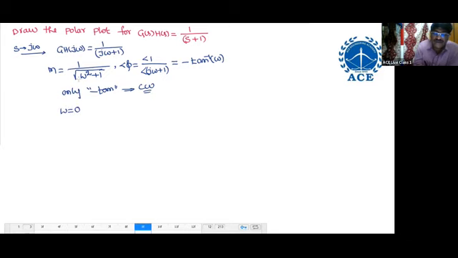Next, omega 0. What is the magnitude? Come on, substitute omega 0 here. Magnitude 1, phase angle 0 degree. Omega infinity, substitute. What is the magnitude? 0. What is the phase angle? Minus 90.